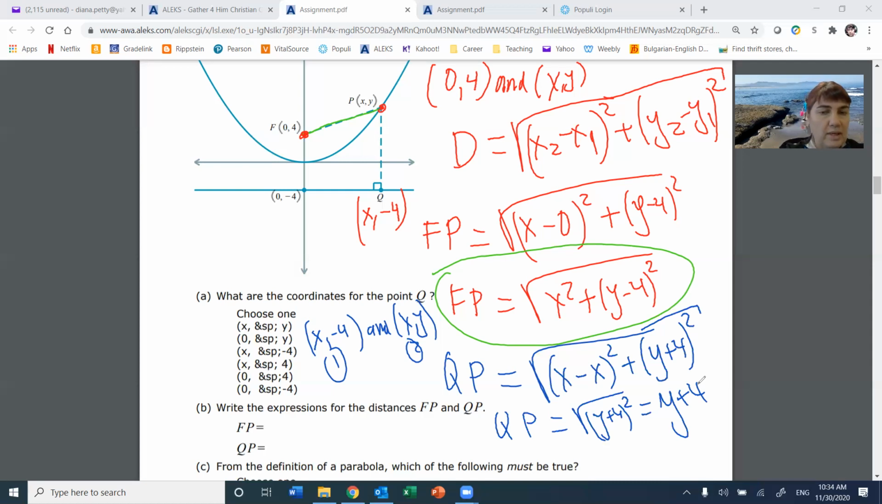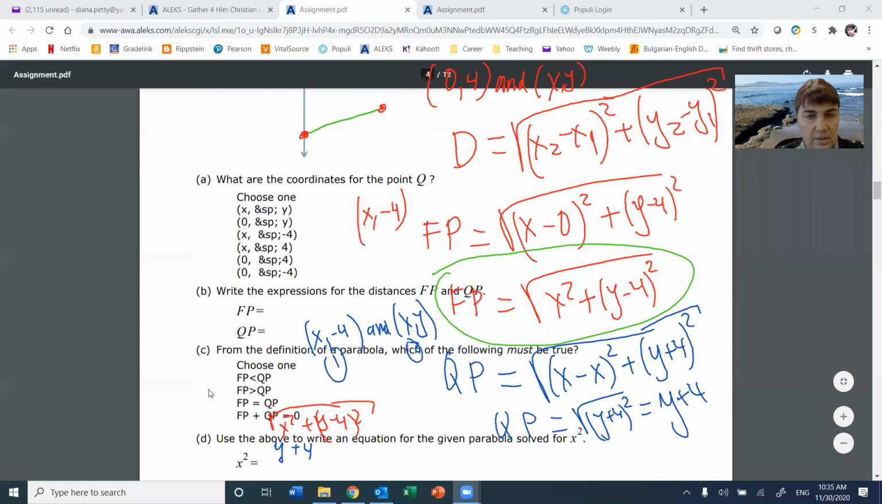So y plus 4. Here the answer would be y plus 4, and here the answer would be, let's make it red, the square root of x squared plus y minus 4 squared. Here we go. This is the answer for B. Unfortunately, now we need to move the screen to go to C. Okay, I'll move it without erasing.